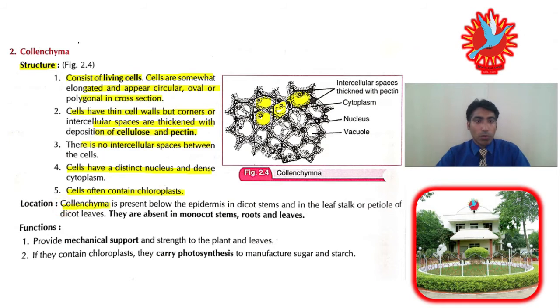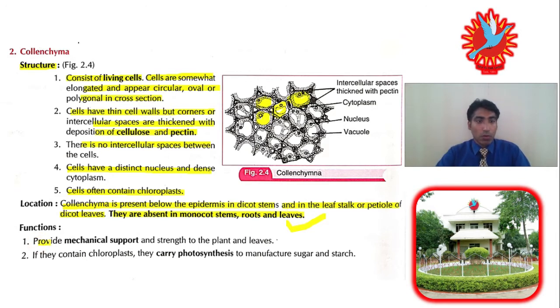Location. Collenchyma is present below the epidermis in the dicot stem and in the leaf stalk or the petiole of the dicot leaf. They are absent in the monocot stem, root and leaves. So this is the main differentiation between the monocot plant and dicot plant. So collenchyma tissue is always present in a dicot plant. They will not be present in the monocot plant.